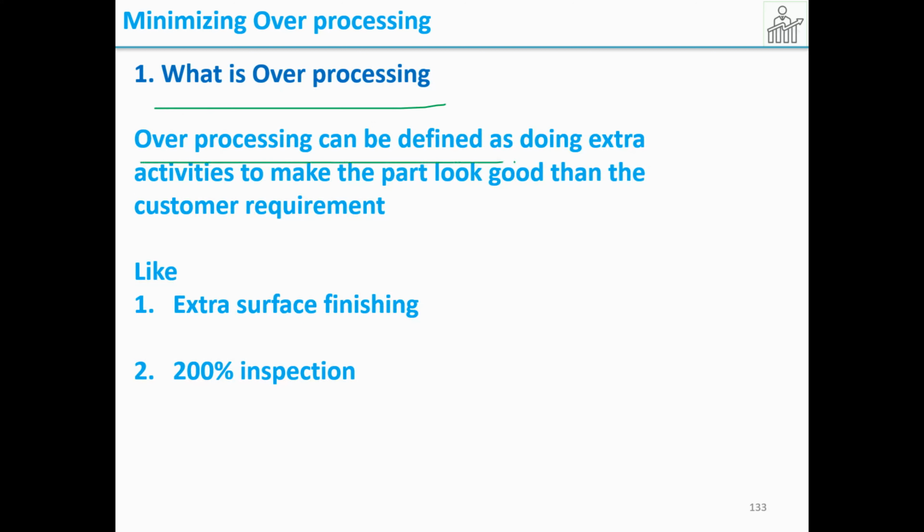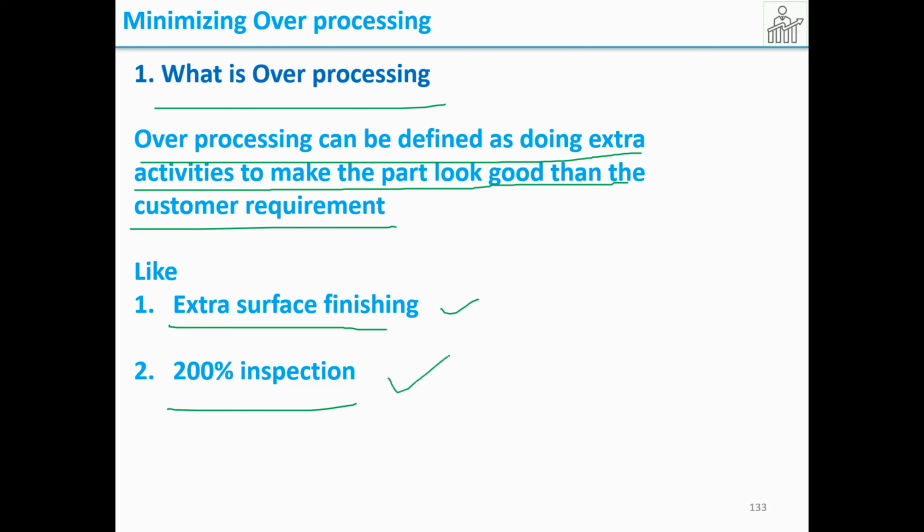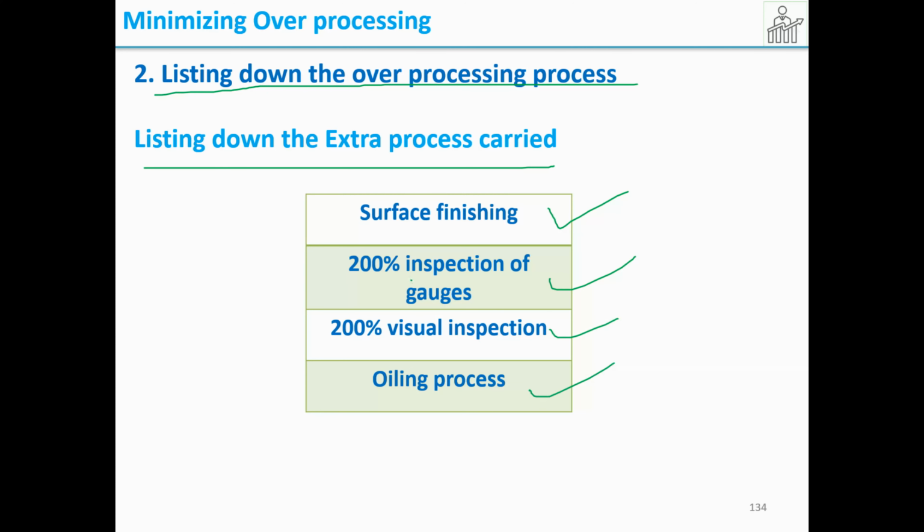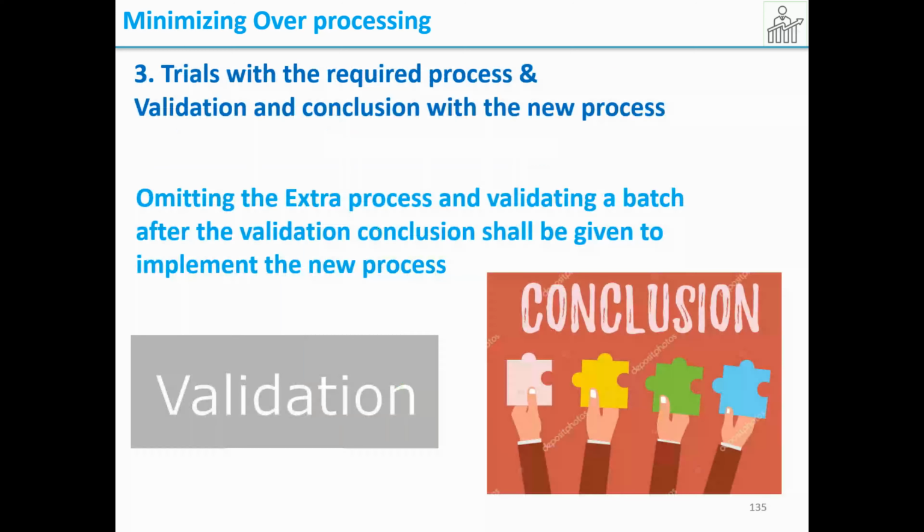So what is over processing? Over processing can be defined as doing extra activities to make the part look good beyond the customer requirement, like extra surface finishing and 200% inspection. These are the two categories. Now, the second point is listing down the over processing process, listing down the extra process carried out. Surface finishing is the extra process, then 200% inspection of gauges, then 200% visual inspection and the oiling process. So, these are the listed extra processes that we are doing.